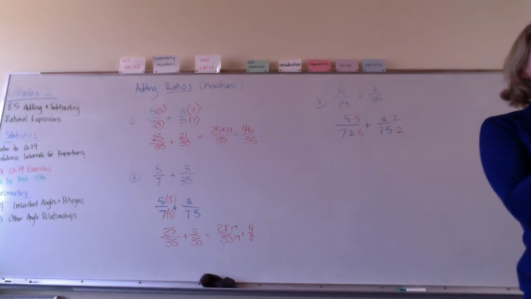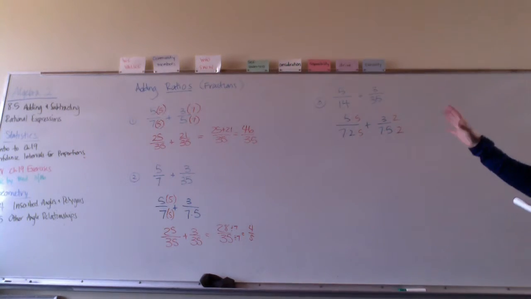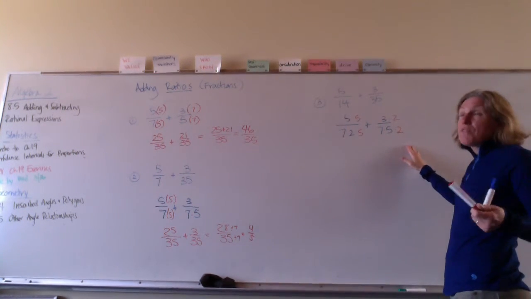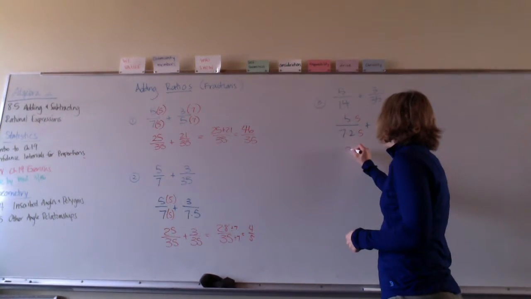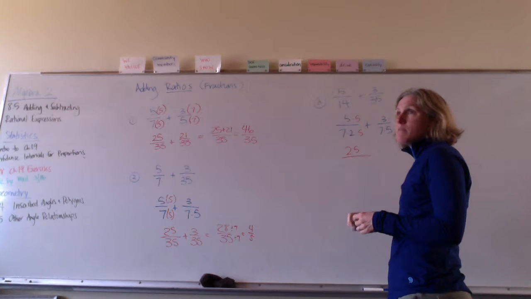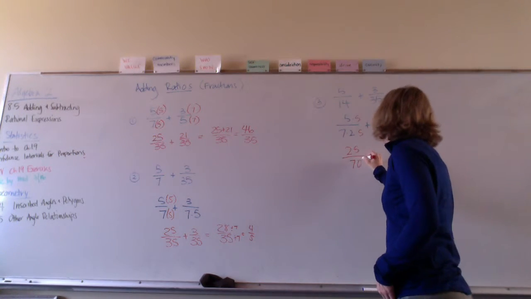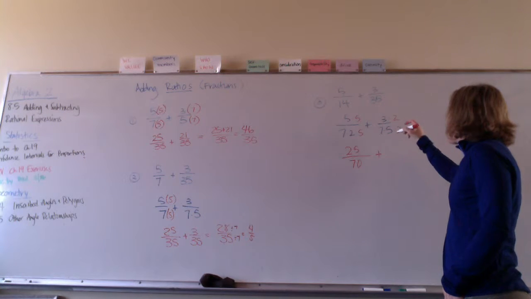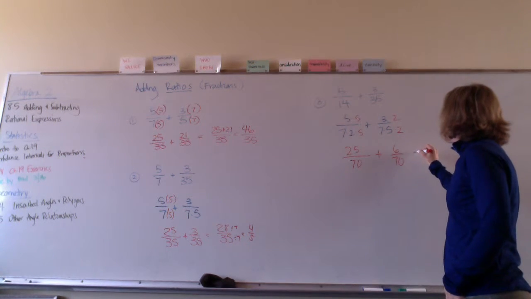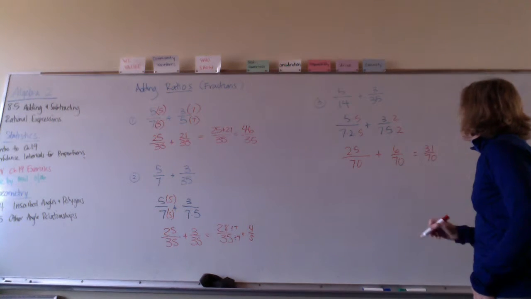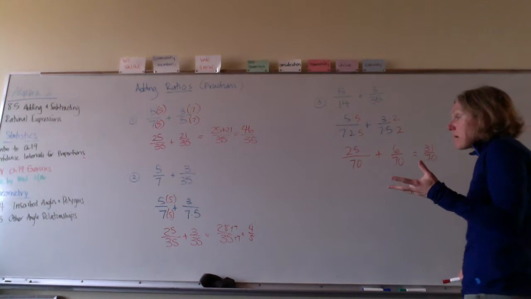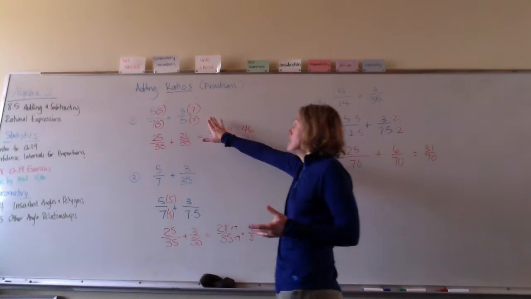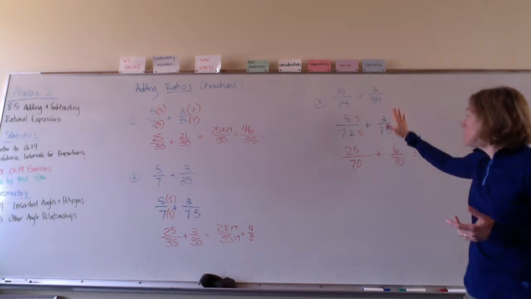So writing it as factors, I feel like, allows you to see what the least common denominator is. So now I have 25 over, what's 14 times 5? 70. And here I have 6 over 70. So I get 31 over 70. Okay. So that is remembering how to add fractions, finding the least common denominator.